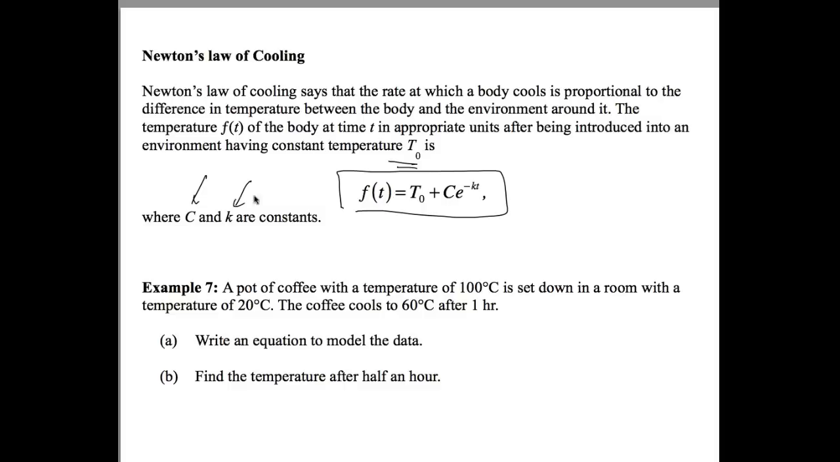All right, so now let's suppose that a pot of coffee with a temperature of 100 degrees Celsius is set down in a room with a temperature of 20 degrees. So the coffee cools to 60 degrees after 1 hour. So in other words, it's dropped by 40 degrees after 1 hour. We want to write an equation for this data.